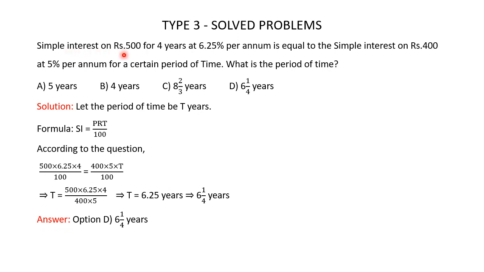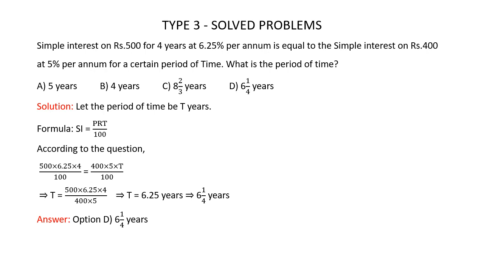Simple interest on rupees 500 for 4 years at 6.25% per annum is equal to the simple interest on rupees 400 at 5% per annum for a certain period of time. What is the period of time? Here you are given four options and you have to find out which of these options is the correct one.